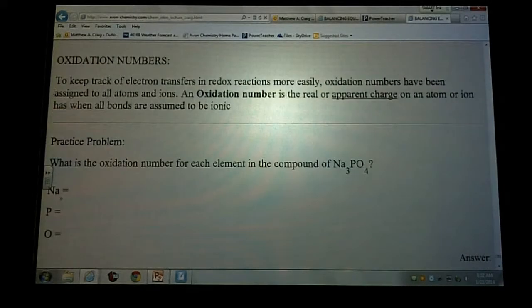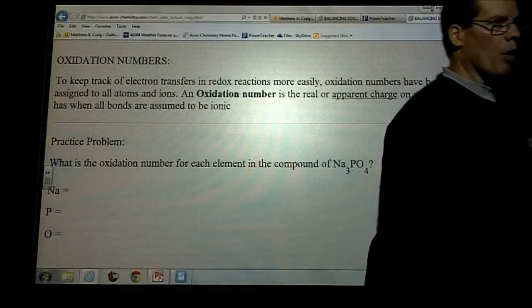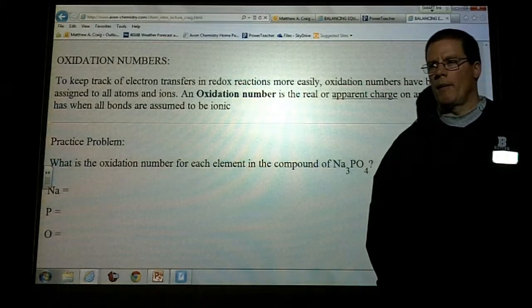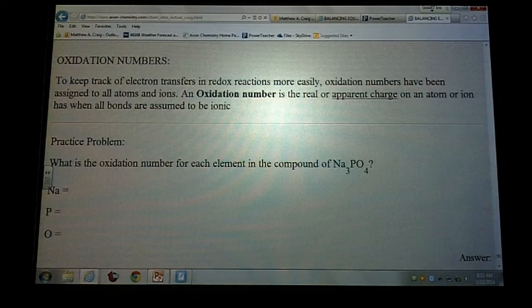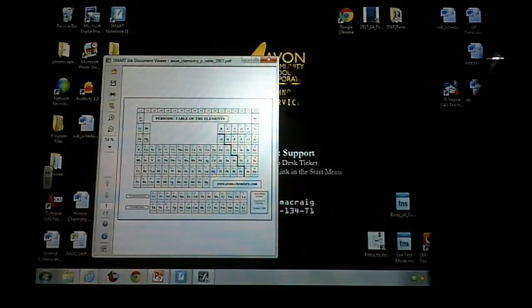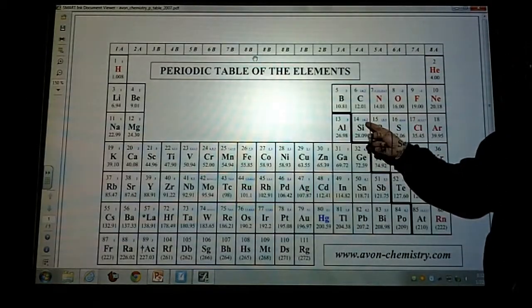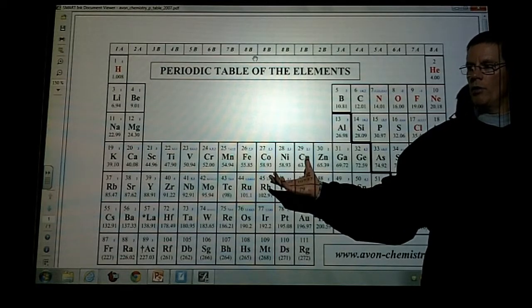Turn ahead to oxidation numbers. Honestly, we've already talked about oxidation numbers. What are our oxidation numbers? The charges. Okay, it's the charge on your periodic table. So when you look at your periodic table, for you guys, it's the little numbers in the top right-hand corner. Okay, those are the oxidation numbers.